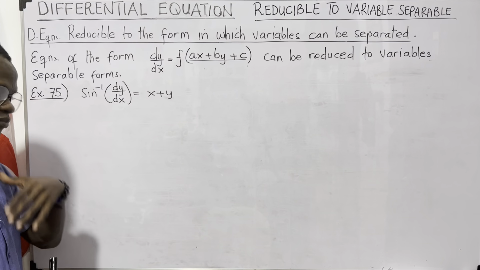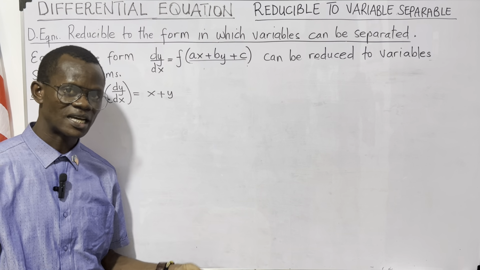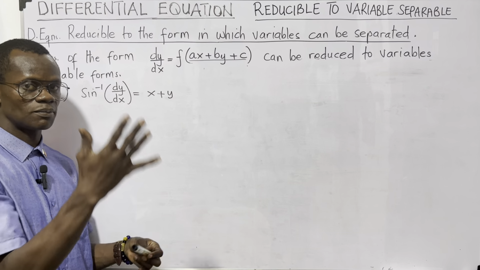So we have sine inverse of dy by dx equals x plus y. Now, if this equation was just equal to x, it would have been very, very easy to solve because we would have gotten rid of the sine inverse by taking sine on both sides of the equation, using the composition of functions. But you have plus y, which makes it a bit challenging for us to easily separate the variables.